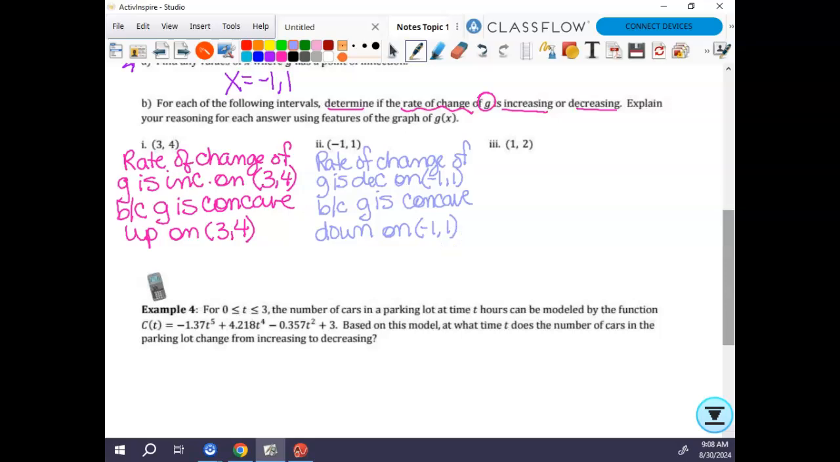You can check yourself with me. I put the rate of change of G is decreasing on -1 to 1 because G is concave down on -1 to 1. We good with that? Beautiful. All right, then you do number 3 all by yourself, meaning you figure out what the answer is and you write it down. I think you can do just fine.